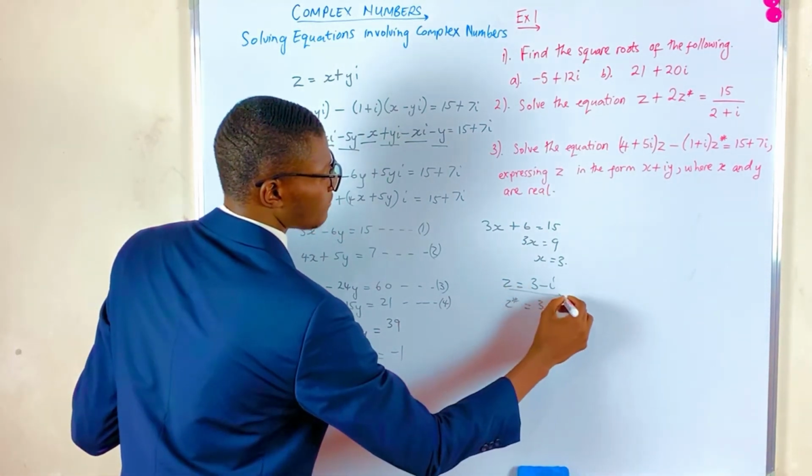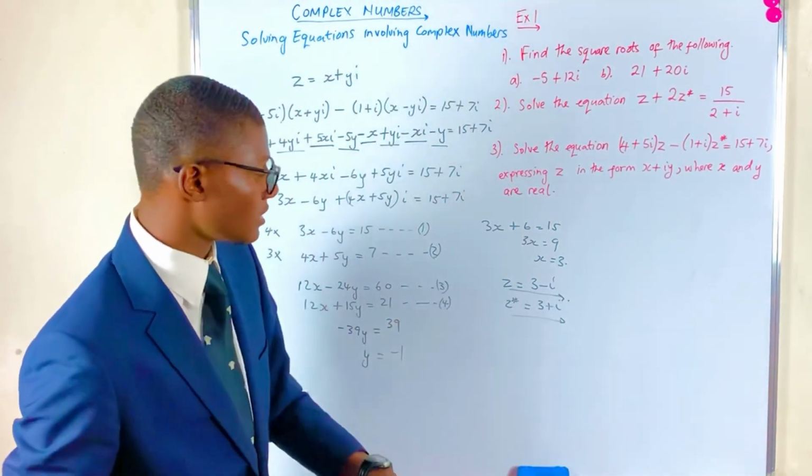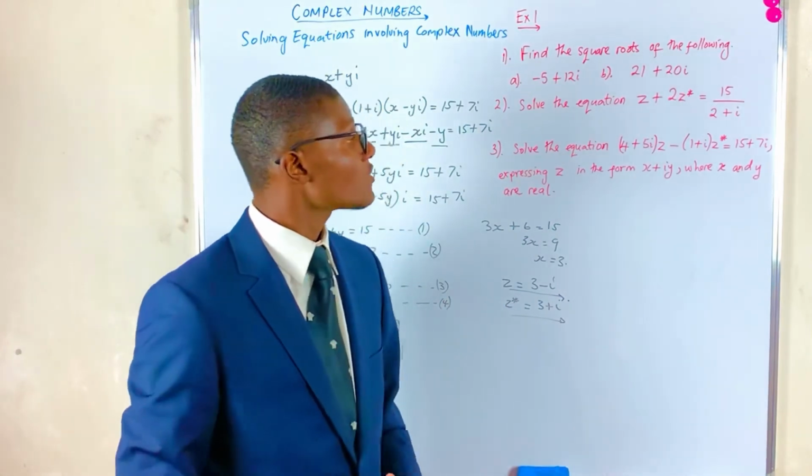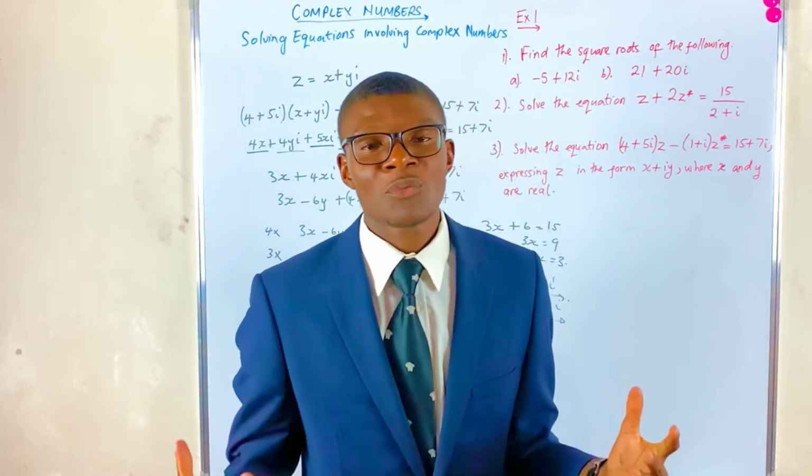So this is how we solve for z, which is 3 minus i. Okay, so this was looking at solving equations that involve complex numbers.